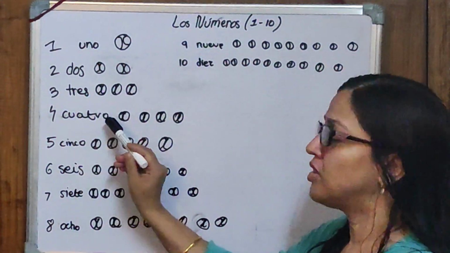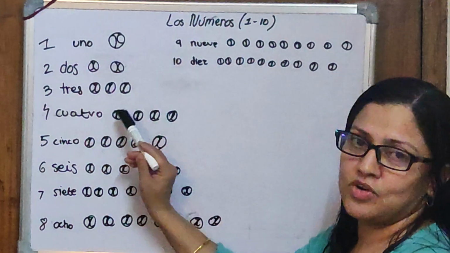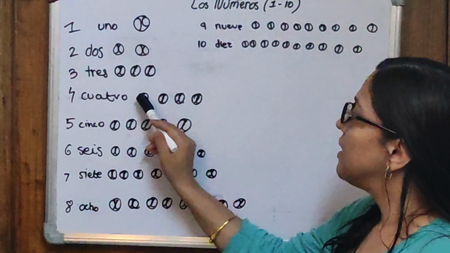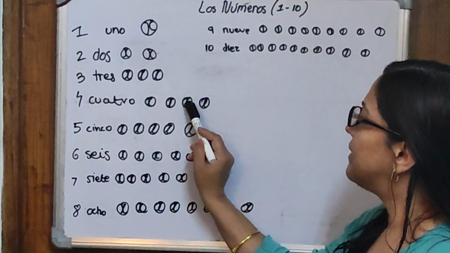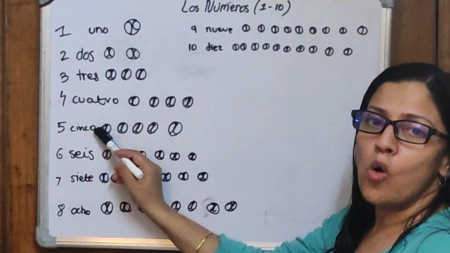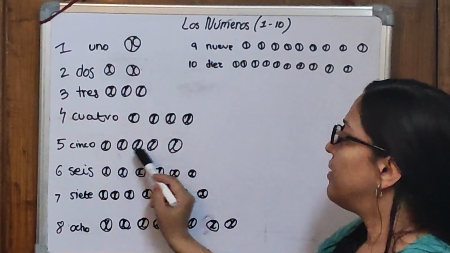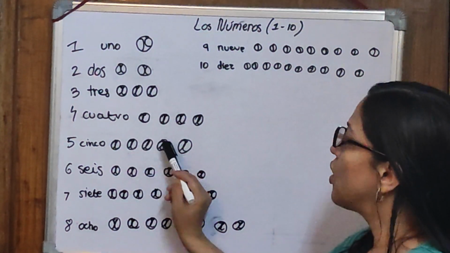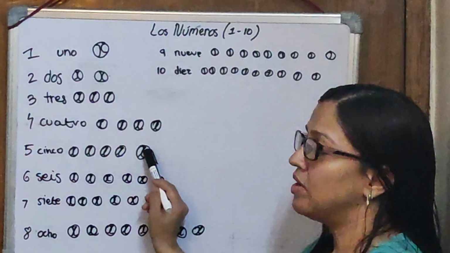4, cuatro. Cuatro. That means 4. How many balls can you see? Uno, dos, tres, cuatro. 5, cinco. So there are 5 balls. That is uno, dos, tres, cuatro, cinco.